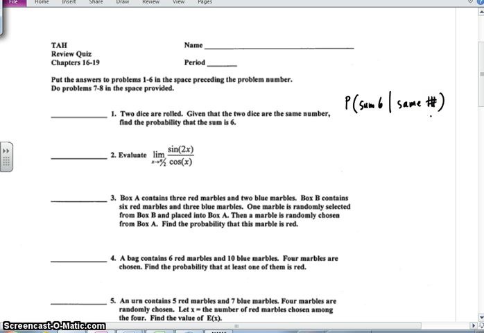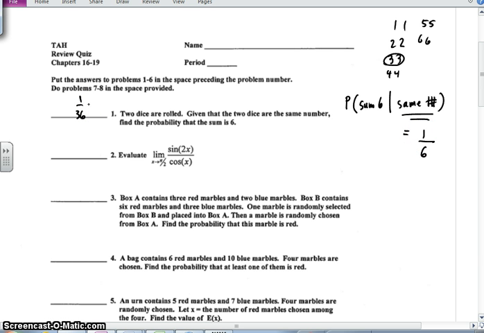Okay? So the sample size is not all 36 possibilities, but just all the possibilities where we could get the same number. So it's either a 1 and a 1, a 2 and a 2, a 3 and a 3, a 4 and a 4, a 5 and a 5, or a 6 and a 6. There's 6 ways that we could get the same number. How many of those ways do we have a sum of 6? Well, only one.